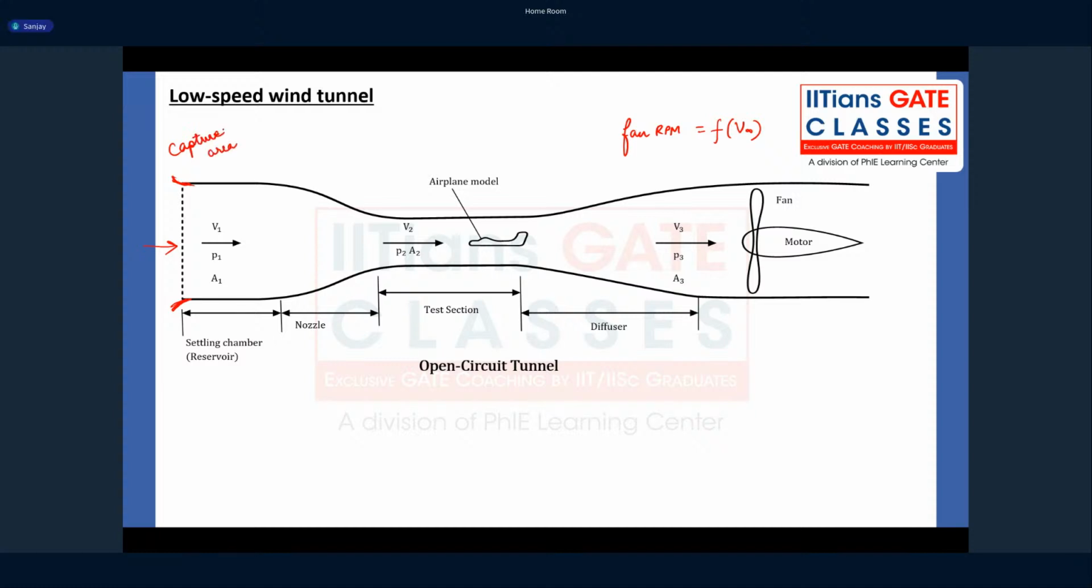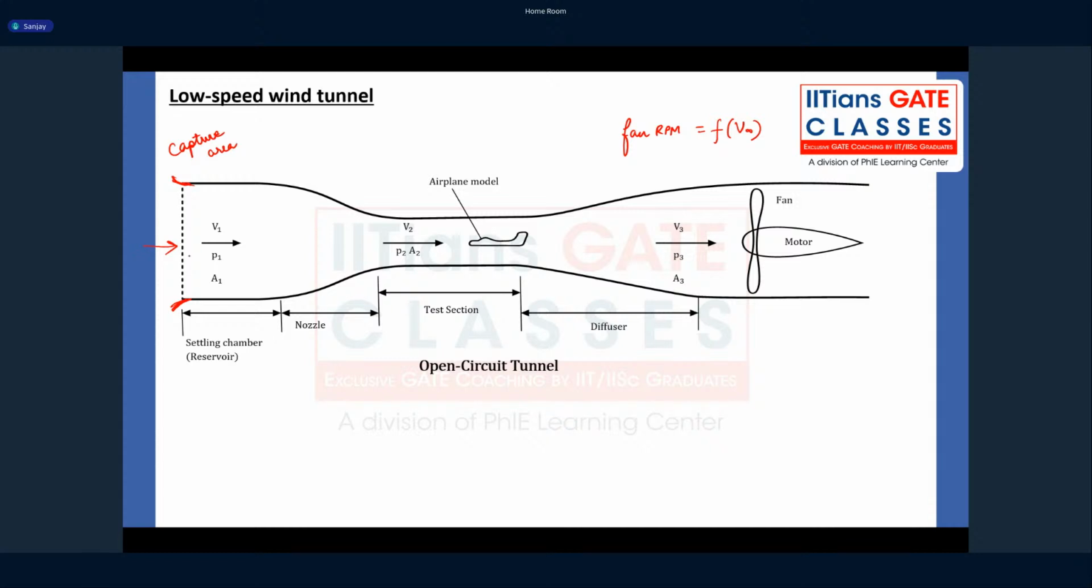So capture area is an invisible or hypothetical area which is formed just upstream of your physical inlet, which captures the air and passes it to the inlet. So this bell-shaped portion of the inlet acts as a capture area. Here it is not a hypothetical area; it's a physical area. So the air is taken inside.